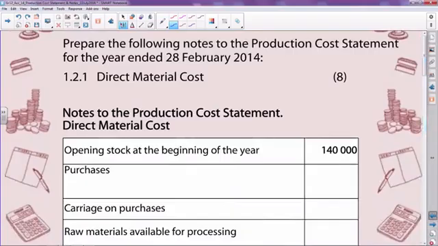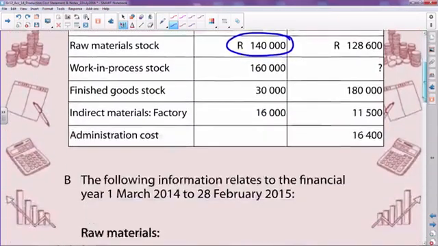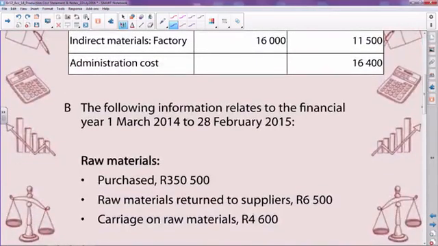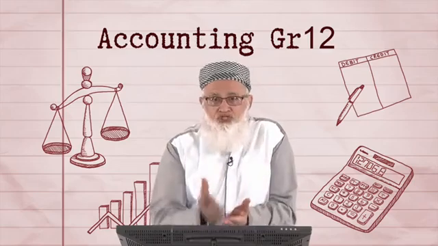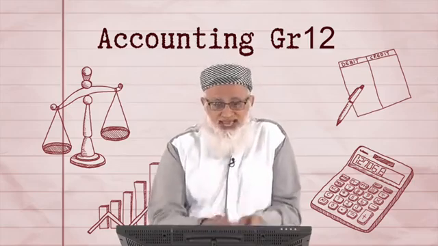Okay, now, what do I know? I purchased raw material to the value of 350,500. So immediately I say, fine, there's my purchases, 350,500. Start off with that figure. Show calculations. Grade 12s, we implore you, we beg you, make sure you show your calculations. As you can see, I'm doing just that.